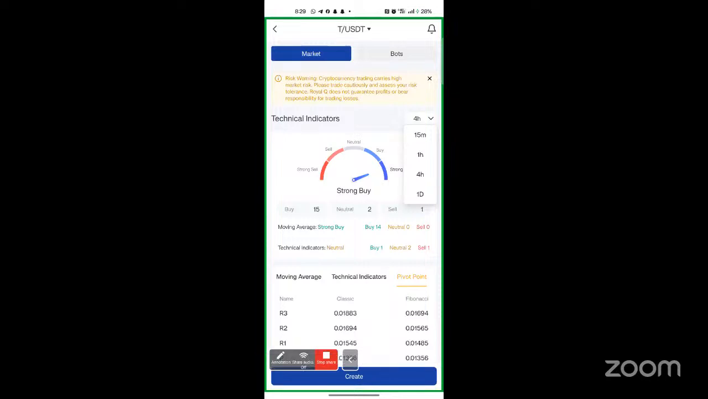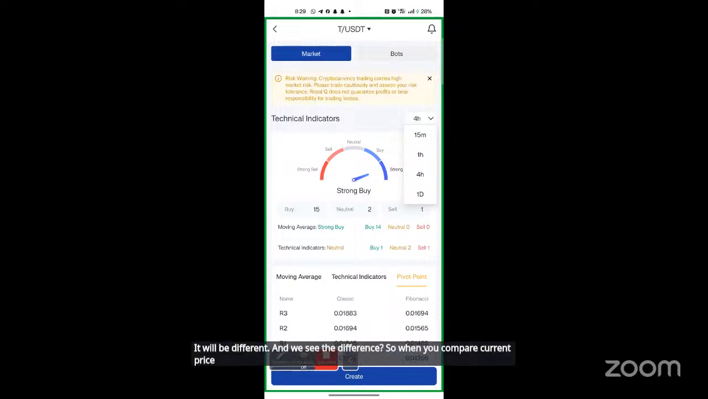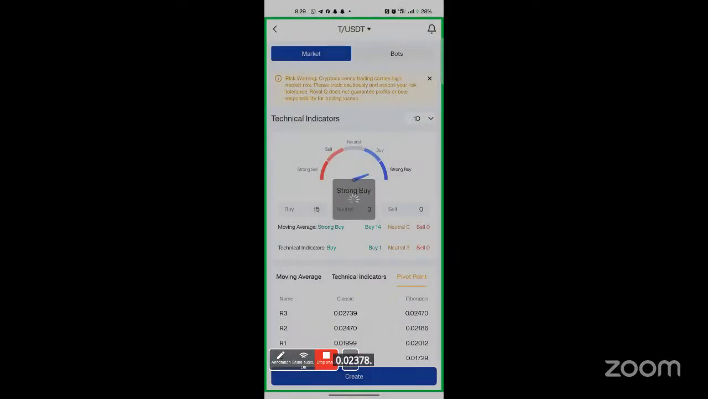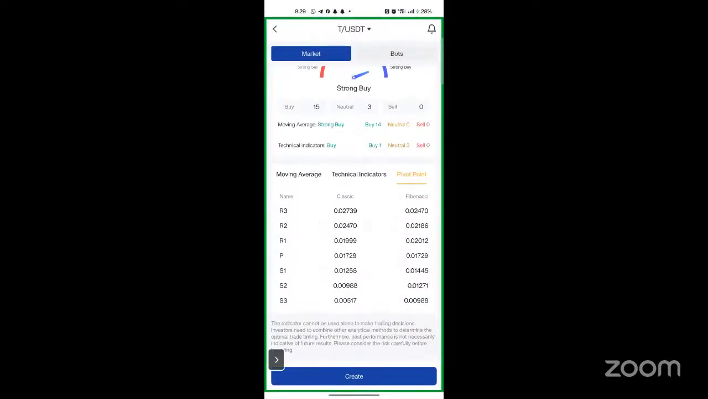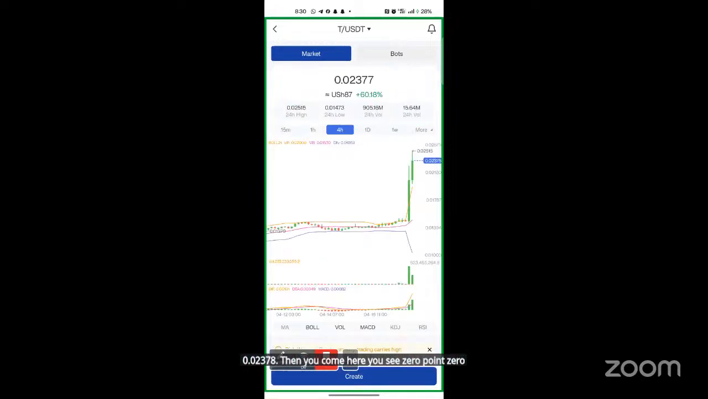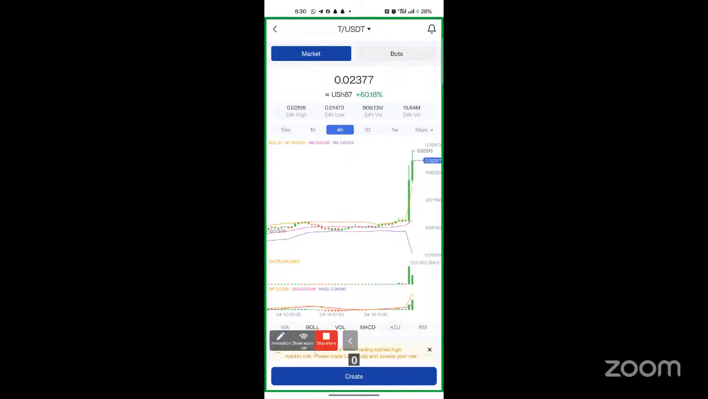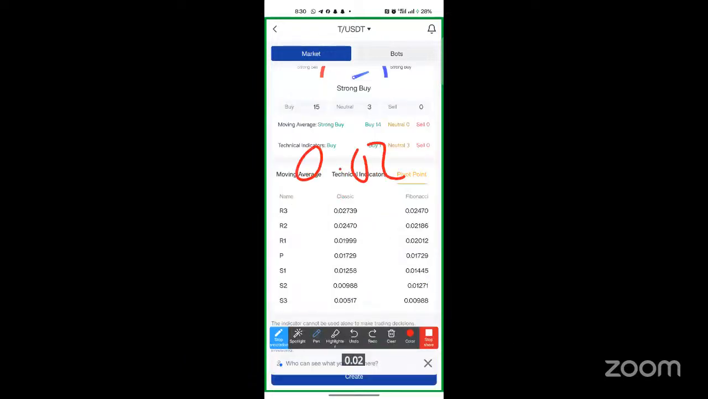So when you compare current price, that's what I'm trying to explain. 0.02378. Then you come here, you see 0.0278. You see 0.02. So the coin is above resistance 2, but it has not yet reached resistance 3.